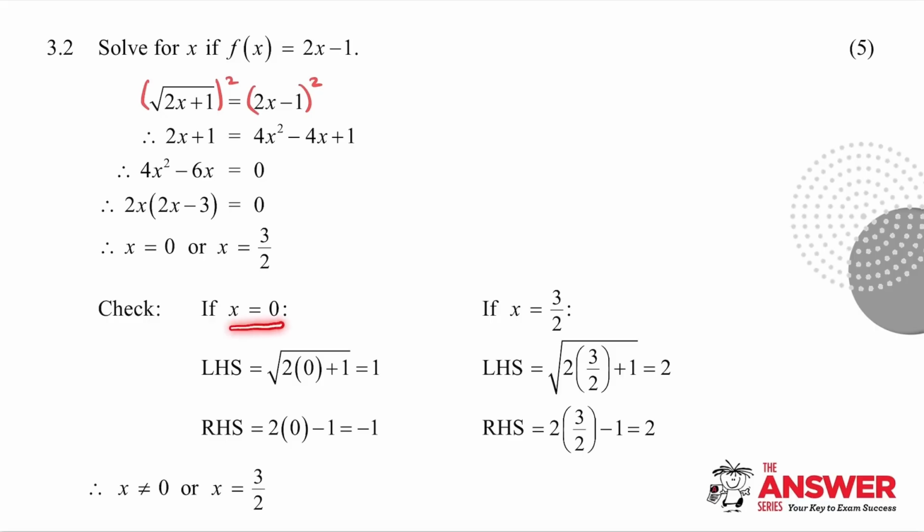So if x is 0, substitute into the left-hand side, and I get 1. If I substitute into the right-hand side, I get minus 1. Because the left and the right-hand sides are not equal, it means x cannot equal 0. What about if x is 3 over 2? I substitute into the left-hand side, and I get 2. Substitute into the right-hand side, and I also get 2. And because my answers are the same, it means x is equal to 3 over 2.